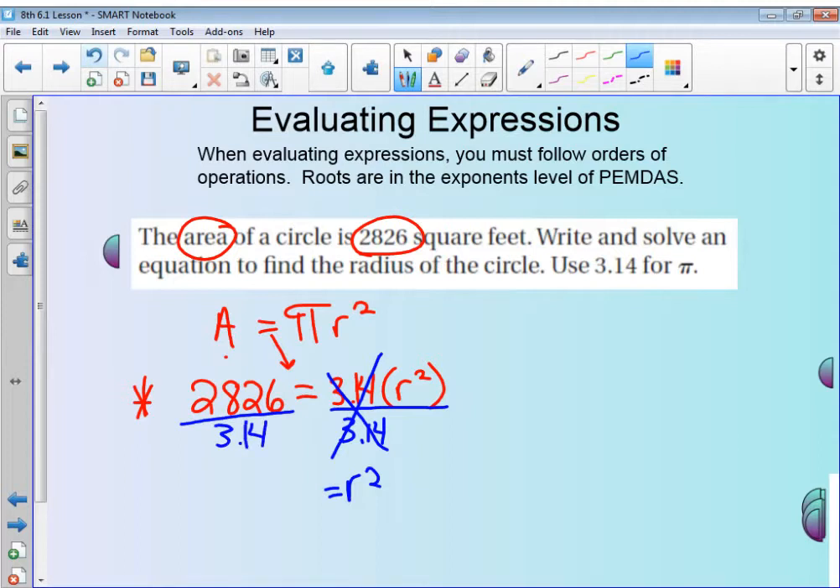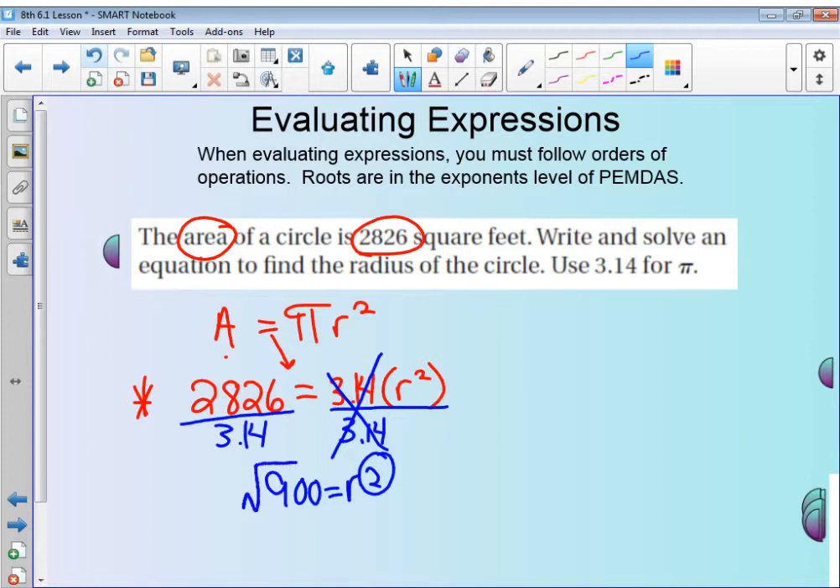So we're going to punch in on our calculator 2,826 divided by 3.14. And when I do that, I just got 900. So I need to now finish this out. This is where lots of times people will make a mistake and they'll say, well, the radius is 900. But remember, it was the radius squared. What number times itself gives us 900? So remember, squared is the opposite of square root.